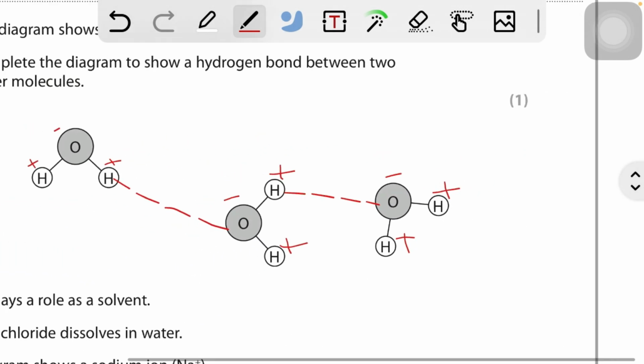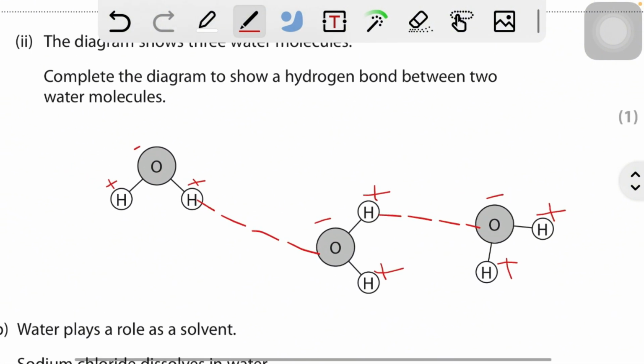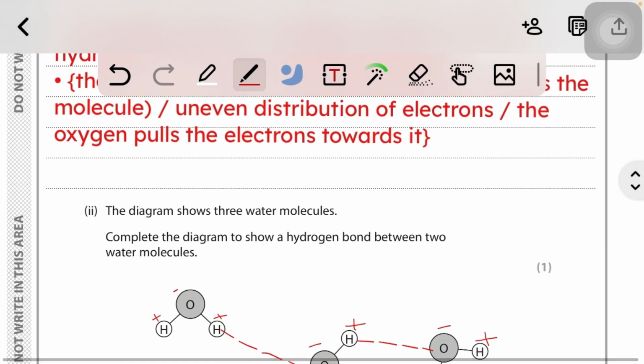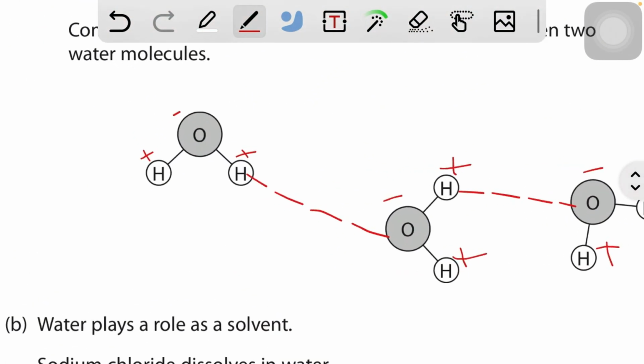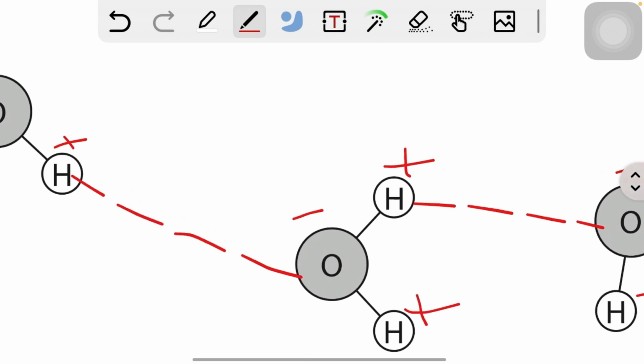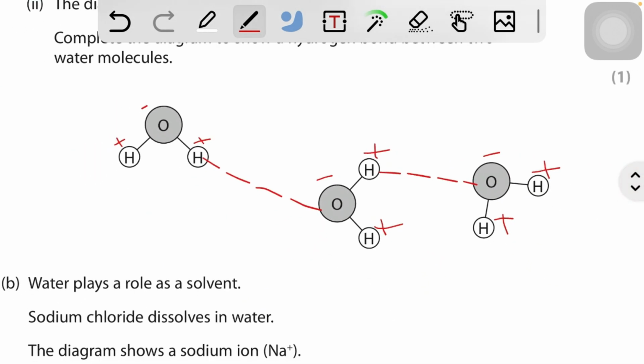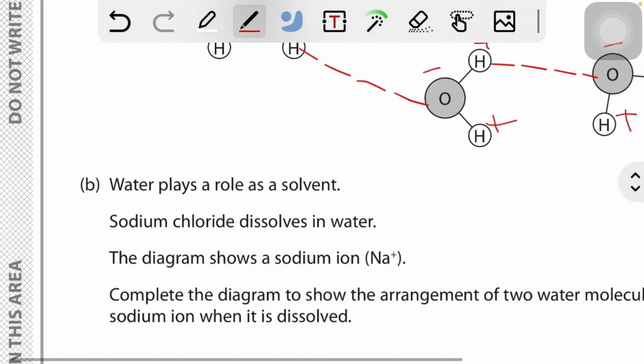Okay, and this makes an attraction. And this is what was said in question 1. Okay, I hope you're clear now. Now let's see question B.